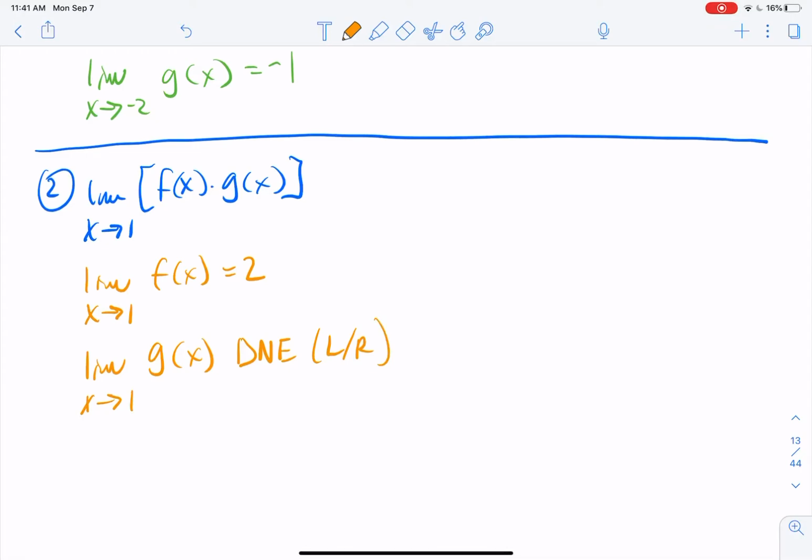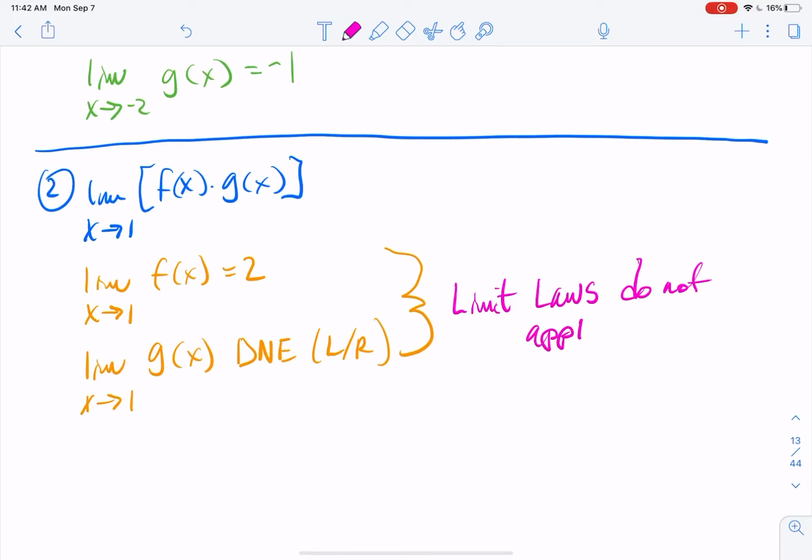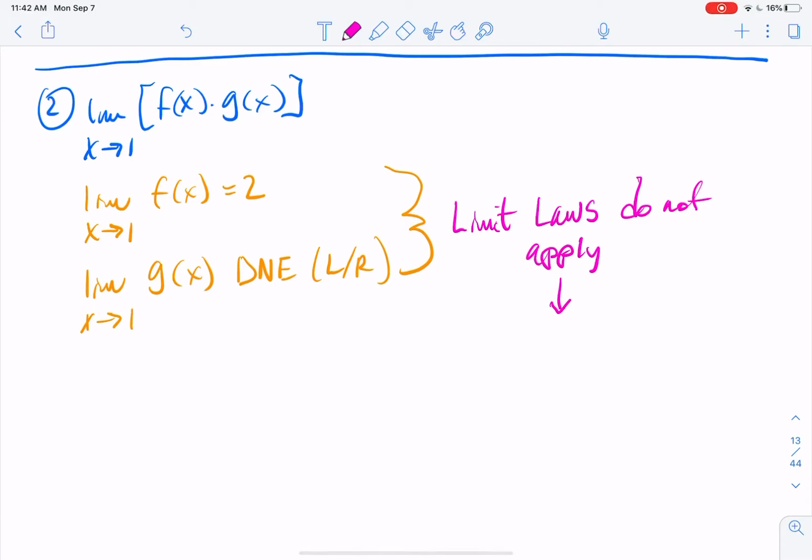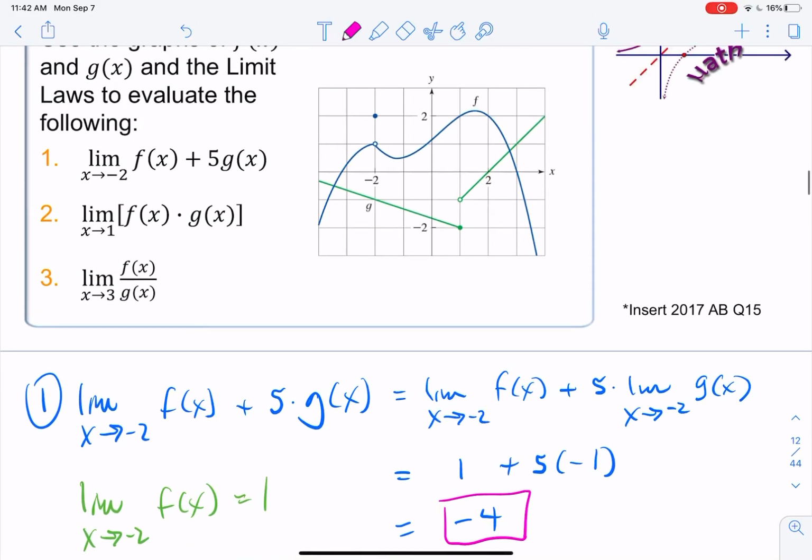Okay, what that means is that we are not allowed to use the limit laws, right? So the limit laws do not apply. So what do we do then? If we can't use the limit laws, we are going to switch to one-sided limits. So we are basically going to look at what the situation looks like from the left side separately from the right side, see what happens, okay?